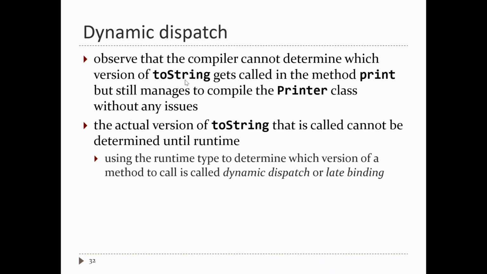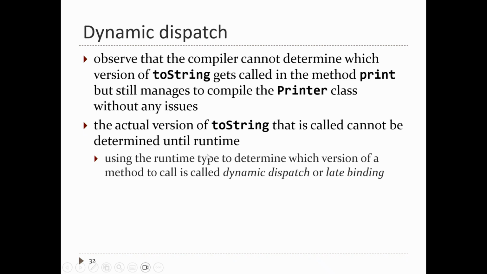What the compiler never sees is what is the actual runtime type of the object that was used to call the method. So the compiler can't determine which version of toString gets called in the method print. But the Printer class still compiles without any issues. The actual version of toString that gets called, no one knows what that is until you run your program. When you run the program, it's the Java virtual machine that determines which version of toString needs to run.